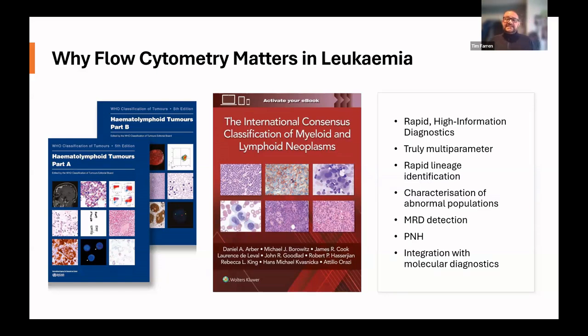Flow cytometry and genetics are now tightly integrated in the diagnostic workup of blood cancers, each providing complementary information. And of course, we use flow cytometry in other applications, such as PNH testing, and also in FMH testing for fetal maternal hemorrhage. So overall, I think flow cytometry is not just a supportive tool, it's really the cornerstone of modern blood cancer diagnostics. And its importance continues to grow as technologies and the clinical demands on the service evolve.